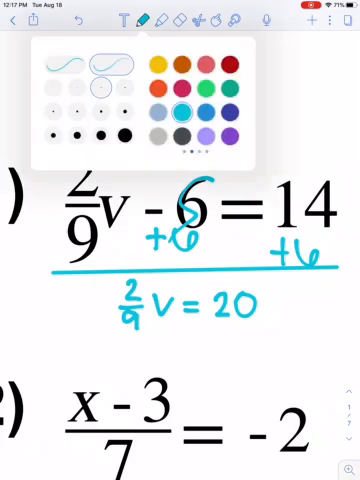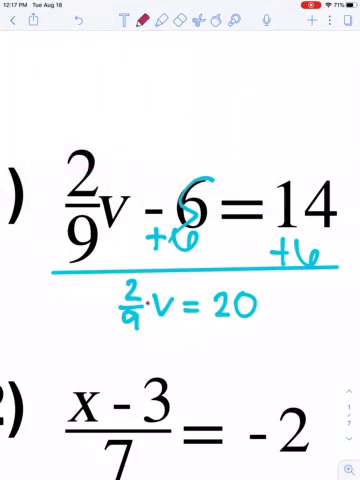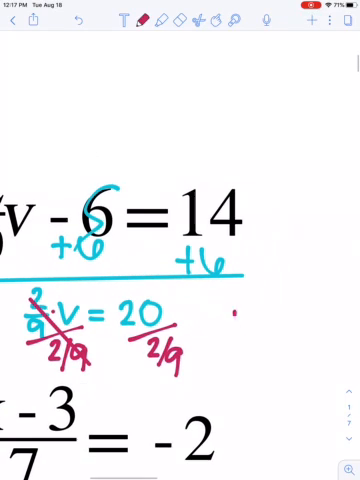Now, the only thing left is the 2/9. So the 2/9 is right now being multiplied by v. So the opposite of multiplying is going to be dividing, and we can just divide by the 2/9 all at one time. It's going to be easier if you have your calculators. So divide by 2/9, which leaves you with v equals.